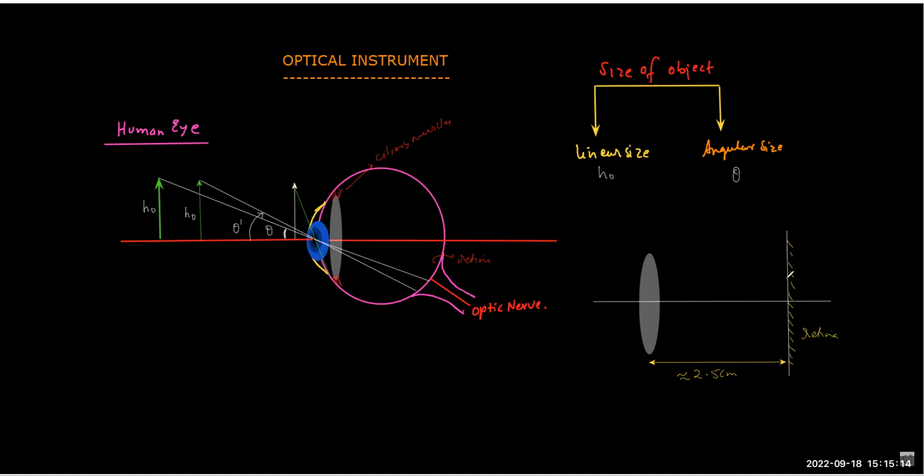So you can imagine the retina as a screen and the lens as, of course, the optical instrument. Whatever light is coming has to form its image on the retina to make it perceptible to the human brain. Okay. So as the object distance from the lens changes, the f must change because v is constant.